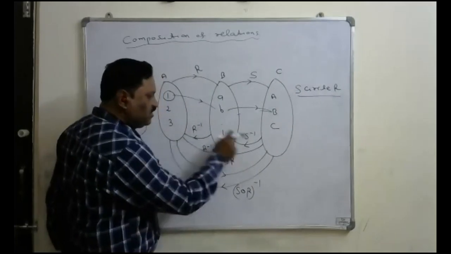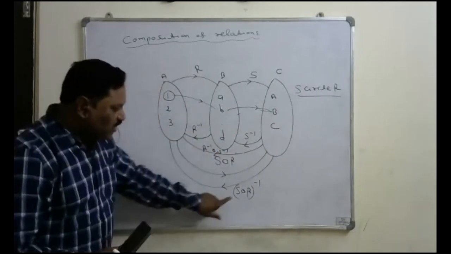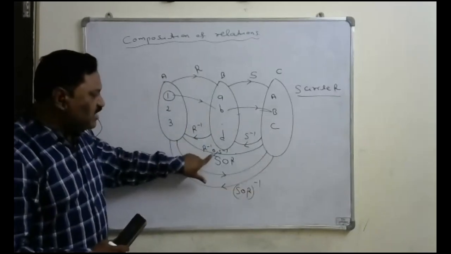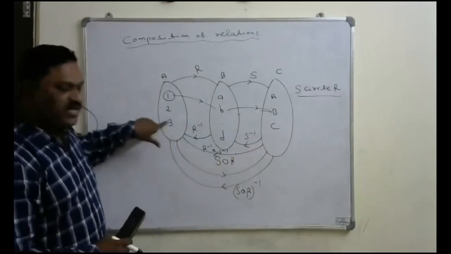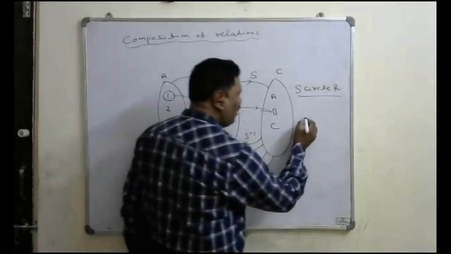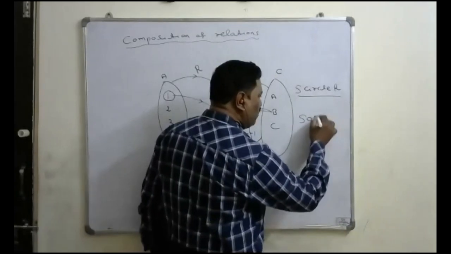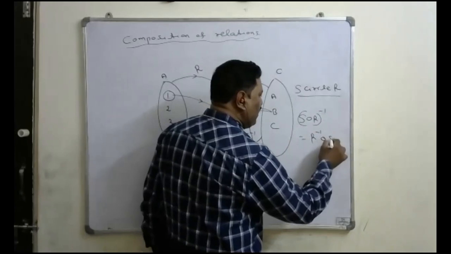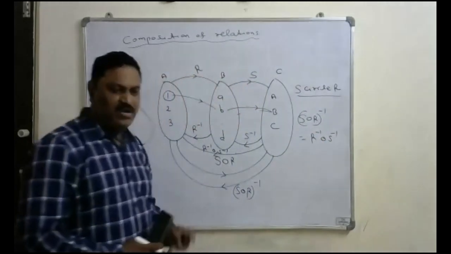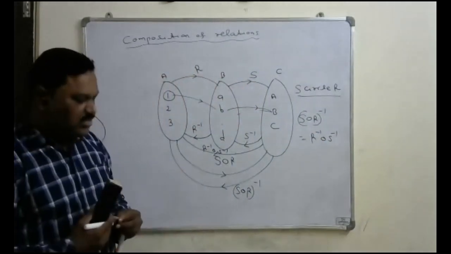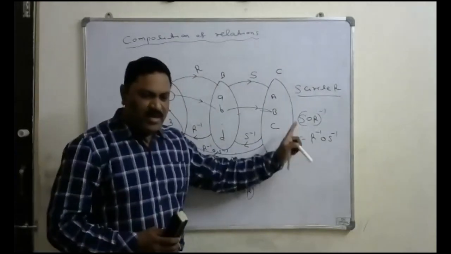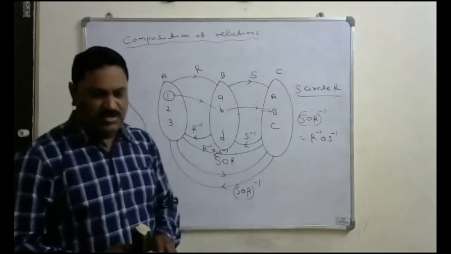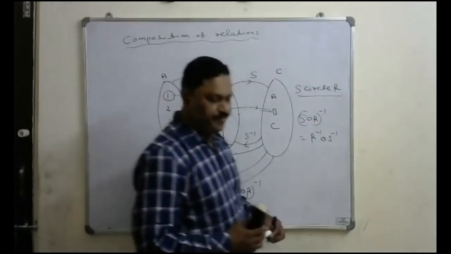We will write it first, this one and this one. So S circle R whole inverse is also the relation from C to A. R inverse circle S inverse is also the relation from C to A. So this is the point you have to remember: S circle R whole inverse is equivalent to R inverse circle S inverse. Understand? Okay. So write this point.